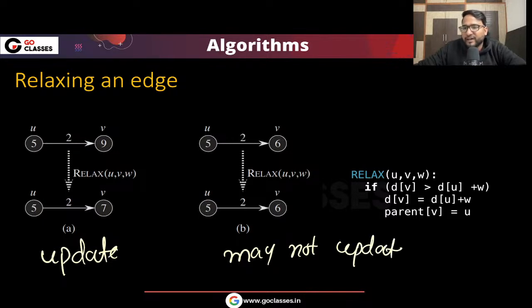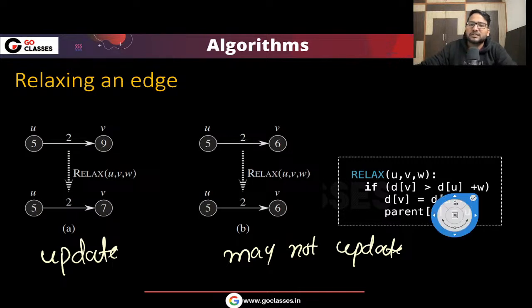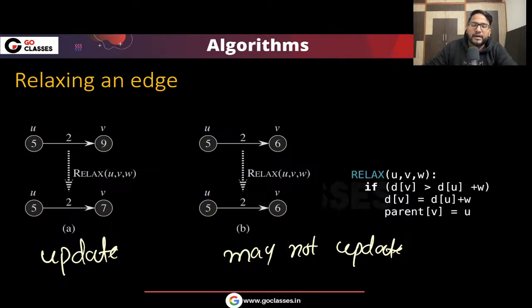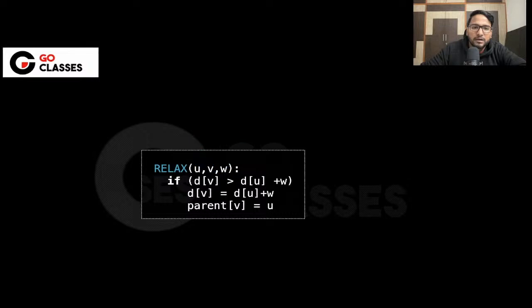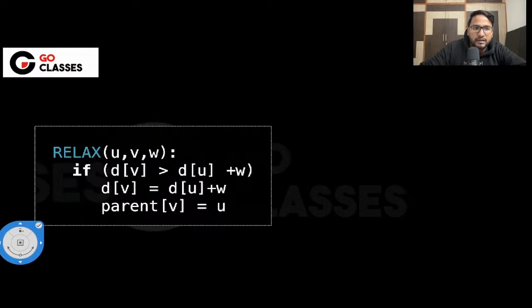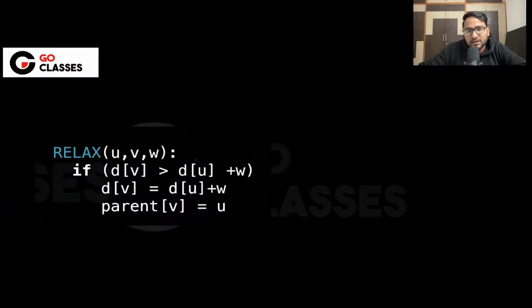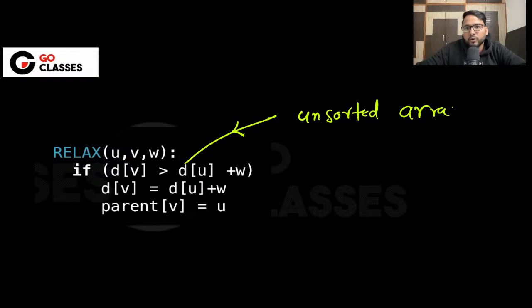So relax is very simple, just like DAG, okay? Just like DAG. So it is nothing special here, right? In the previous algorithm, it was the same thing. In the previous algorithm, this was an unsorted array, if you remember. Unsorted array in DAG. Do you remember this? And hence, relax was order of 1.